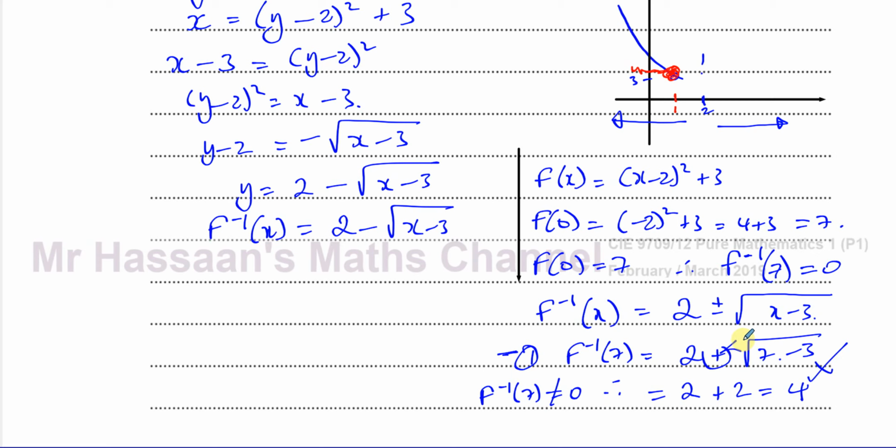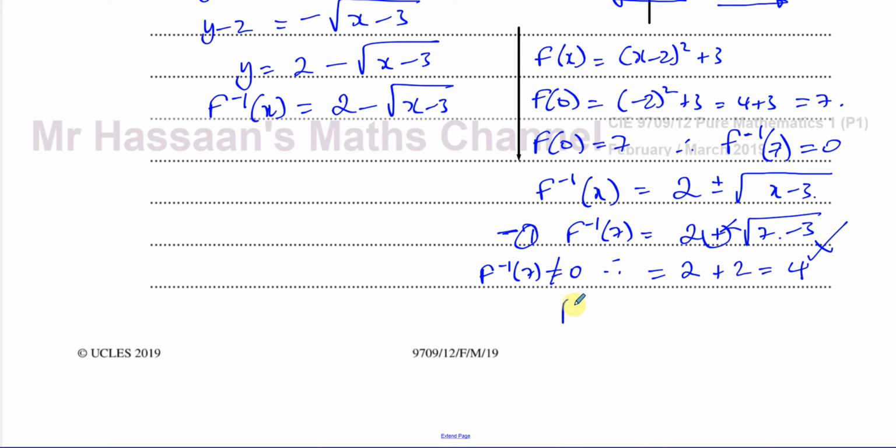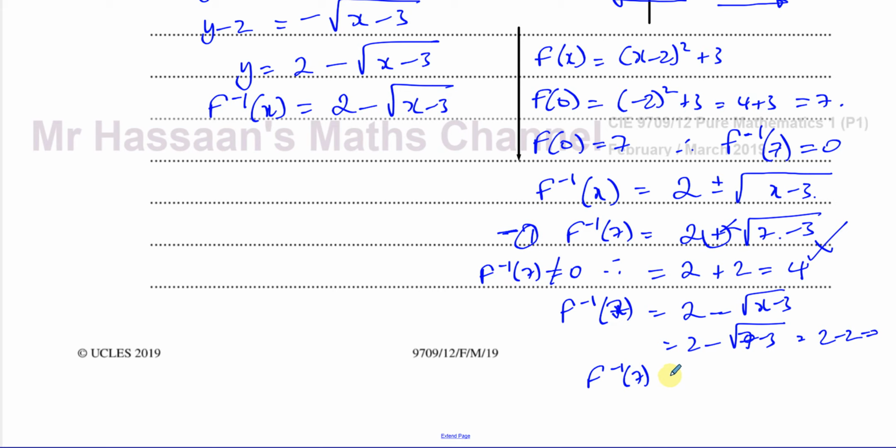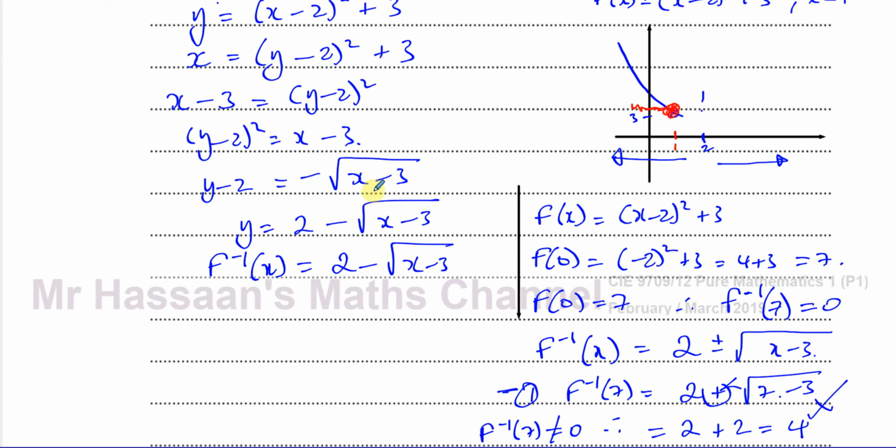It can't be plus. And just to confirm, if we put 7 into the inverse function with the minus, we're going to get 2 minus the square root of x minus 3, so x equals 7, 7 minus 3 is 4. So 2 minus root 4, which is 2 minus 2, which is 0. So we can see in this case, putting 7 into the inverse function did give us back the original. So therefore, we know that it's the negative one. So we for sure know this is the right equation.